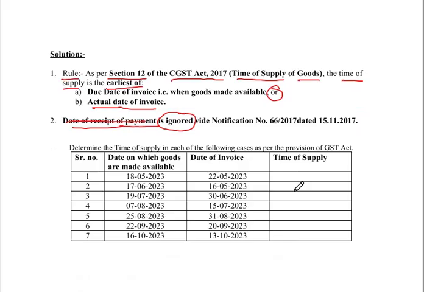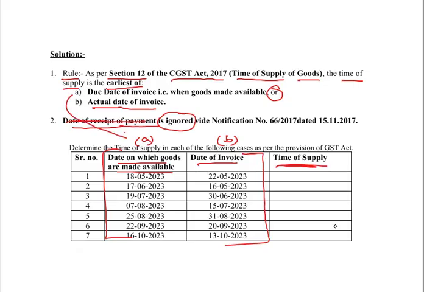The solution is given. In this case, the date on which goods are made available is nothing but the due date of invoice to be issued, and the actual date of invoice is given. From both of these, we have to calculate the time of supply. Okay, so the due date, this is the A column we can say, and the second, this is the B column we can say.